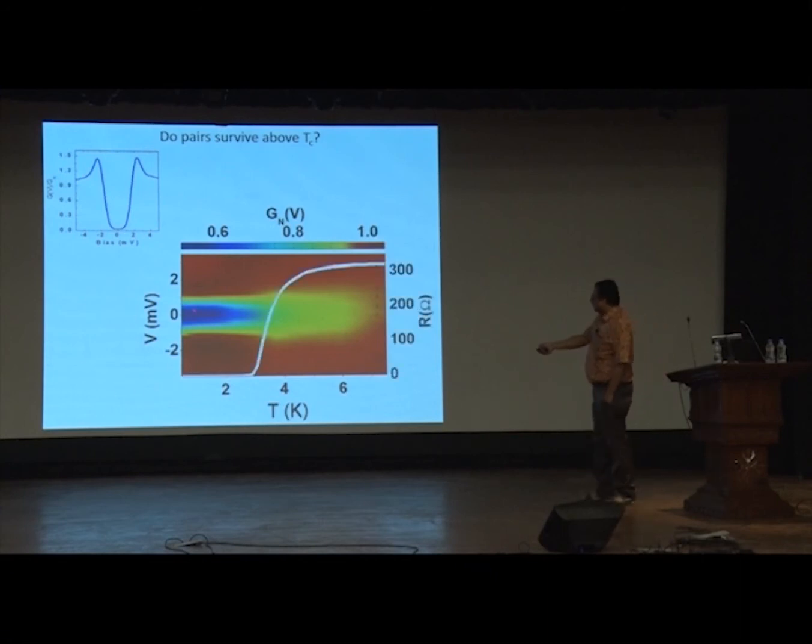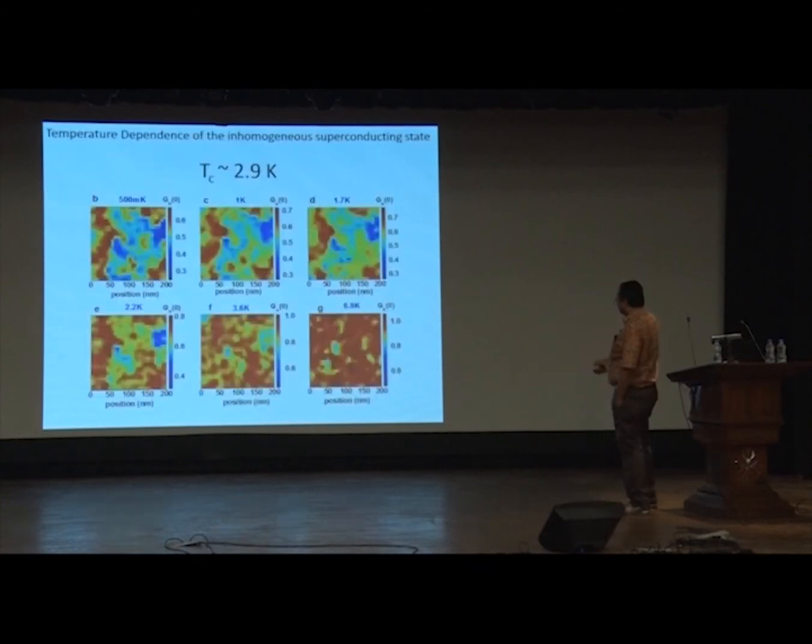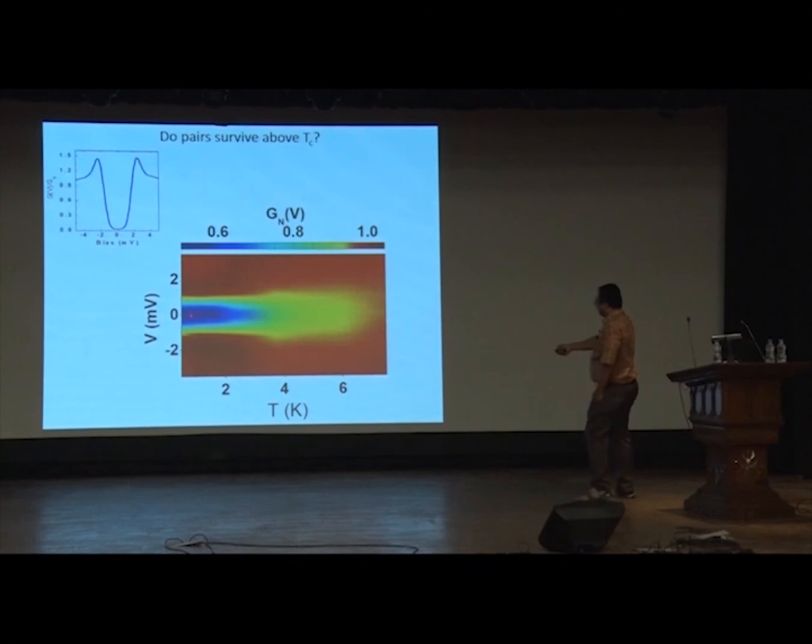So this blue region will essentially correspond to this low conductance, so that's the gap, and this dark red region is the coherence peak, and at high bias what you have is somewhere close to 1. So now when you see this, look at this. Your gap gradually disappears and seems to disappear around 7 Kelvin.